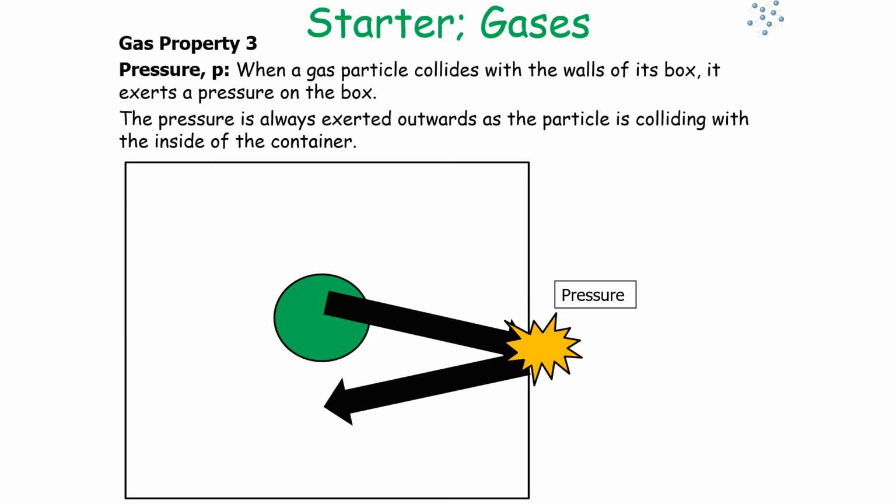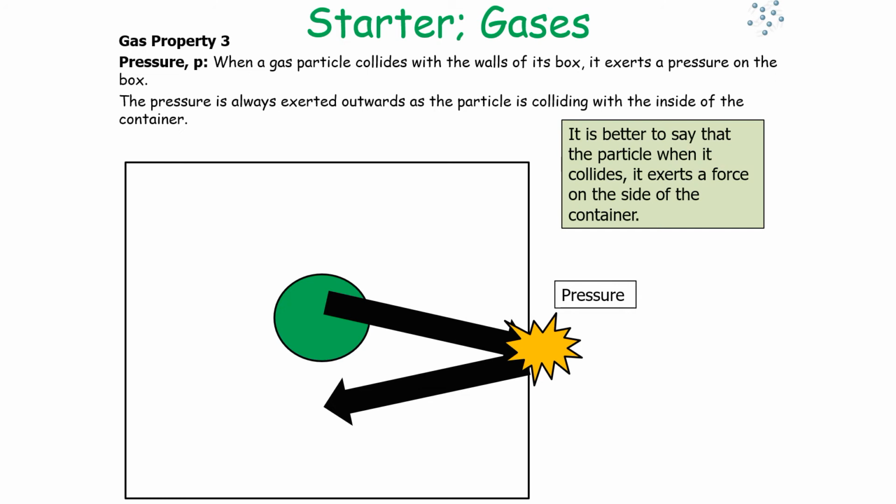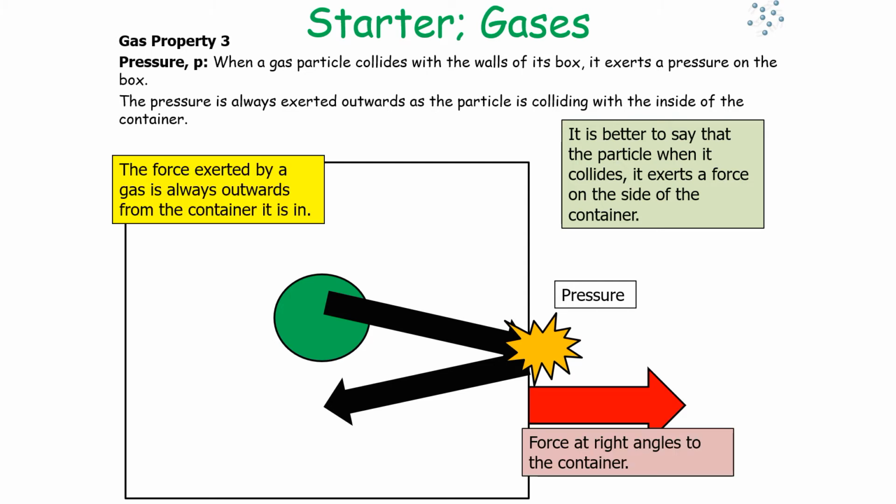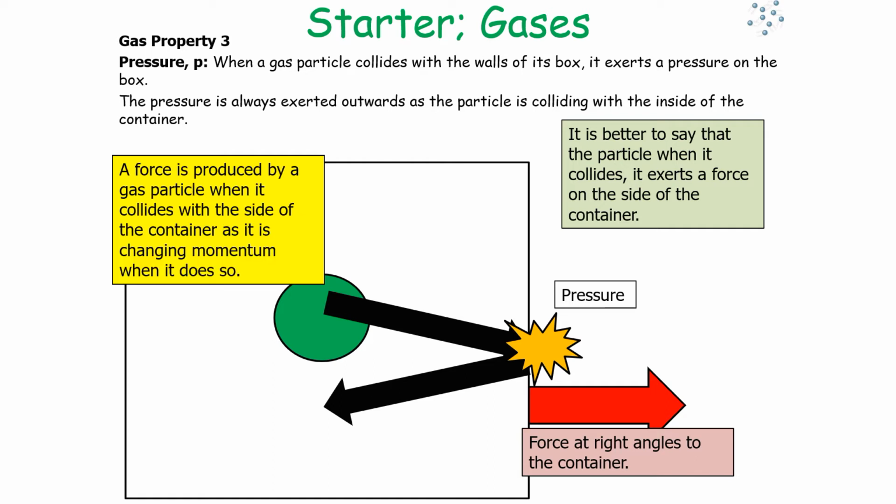When a gas particle collides with the walls of its box or container, it exerts a pressure on that box or container. This pressure is always exerted outwards as the particles collide with the inside of the container. It's better to say that when the particle collides with the container, it exerts a force on the side of the container. This force is at right angles to the container, so the force exerted by a gas is always outwards from the container it is in. Technically, a force is produced by a gas particle when it collides with the side of the container, because when it does so, it changes momentum.